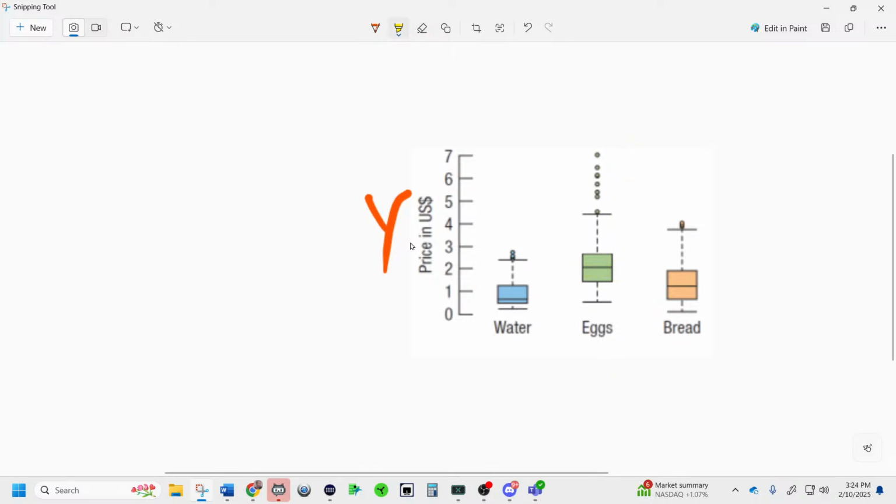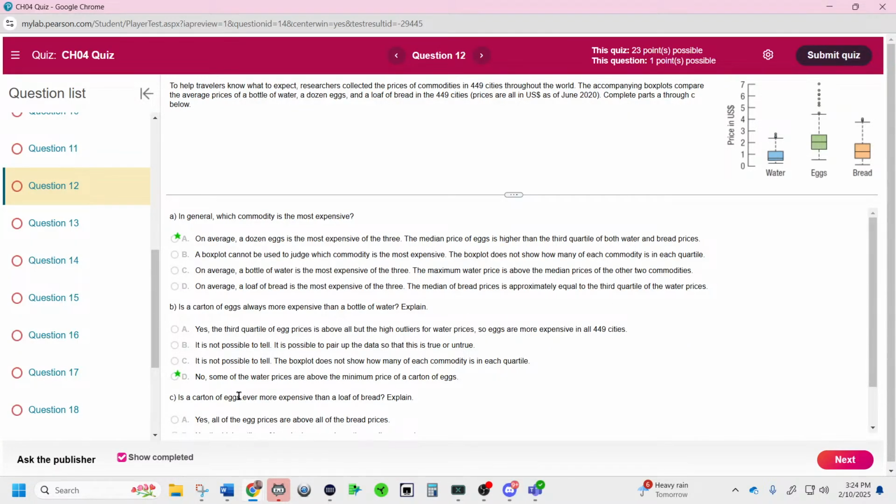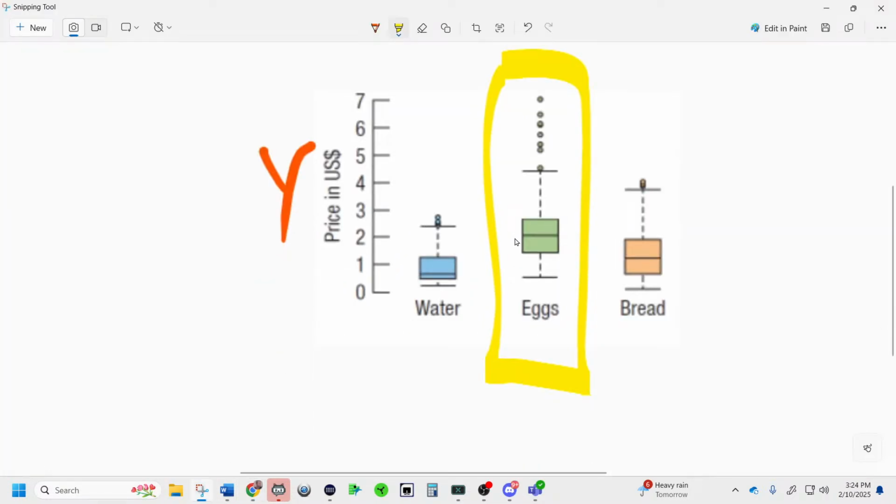Like if you're in a country, would it ever be the case that eggs were more expensive than bread? Is it ever more expensive? Not always, but ever. Let's say ever or always. Let's double check. Is a carton of eggs ever more expensive? What do you think? Is it ever more expensive? I'm getting afraid people are like, you're cutting out.